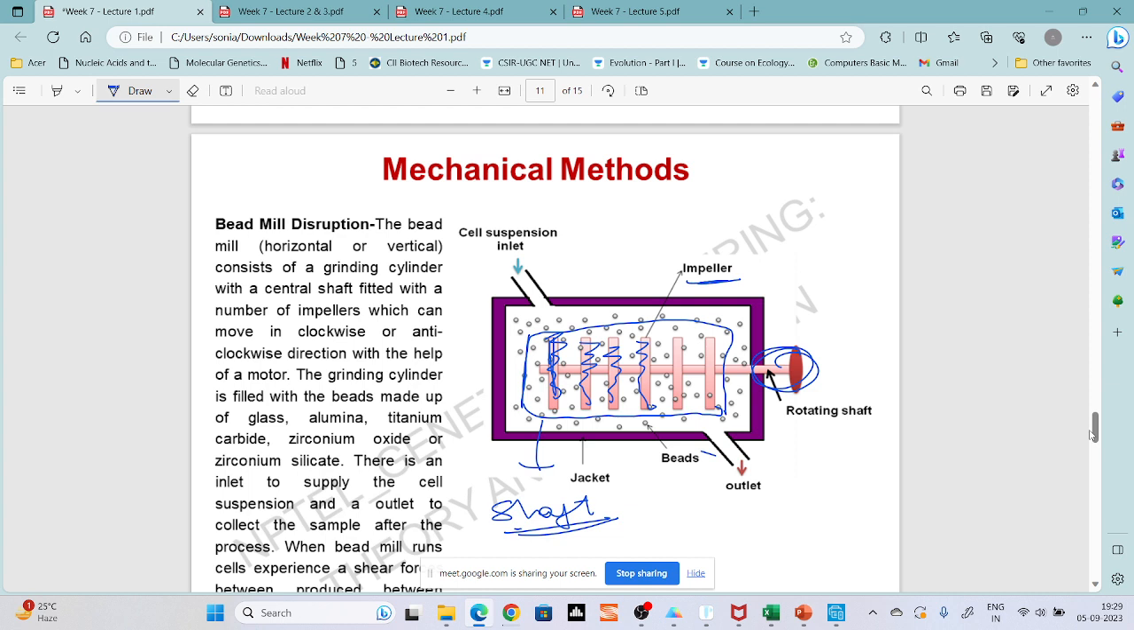Okay, and this is the inlet of the cell suspension, whatever you are giving, and this is the outlet. Because of the rotation of the impeller, which is caused by the shaft, and because of the beads, whatever cell suspension is there is getting disrupted, and you get the product recovery from the outlet. So bead mill disruption means that the beads are helping in the disruption of your cell suspension.